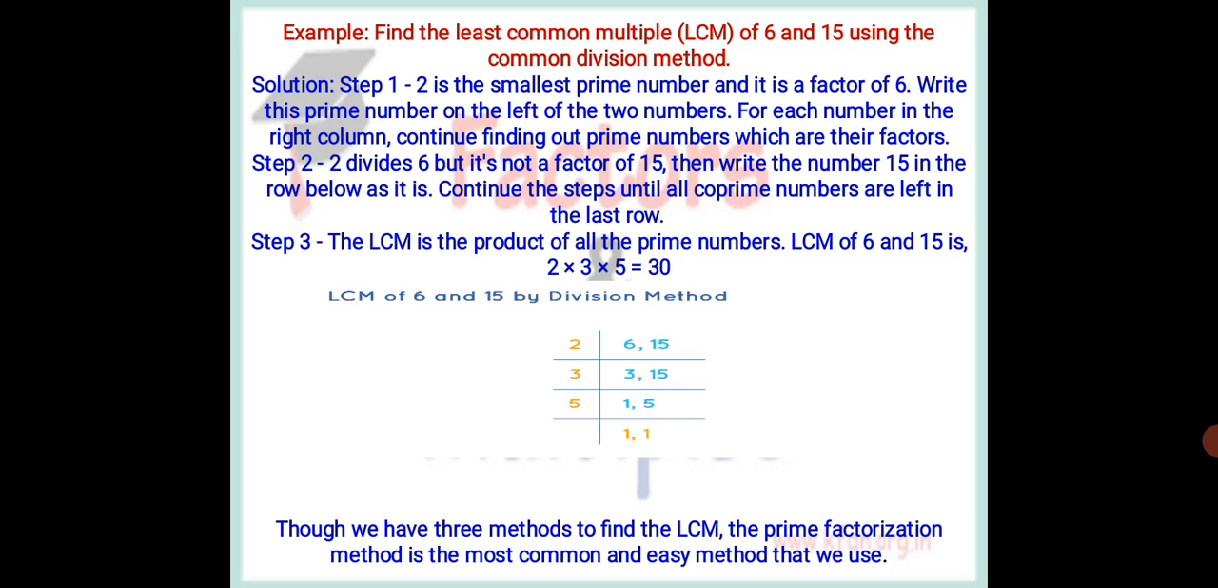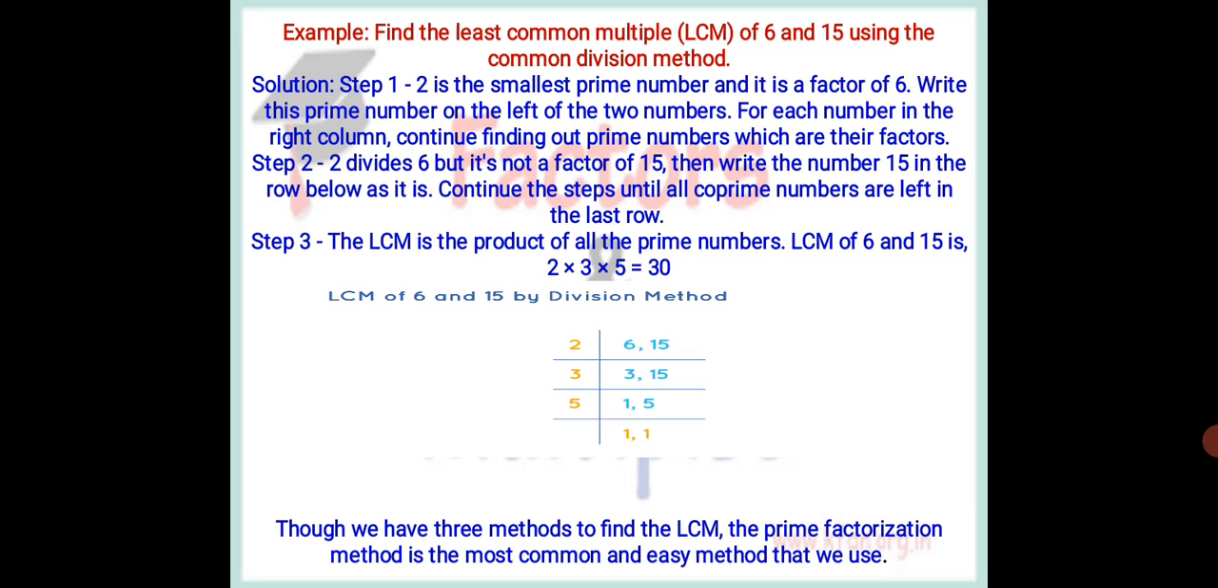And now come to step 3. The LCM is the product of all the prime numbers. LCM of 6 and 15 is 2 into 3 into 5, equal to 30.